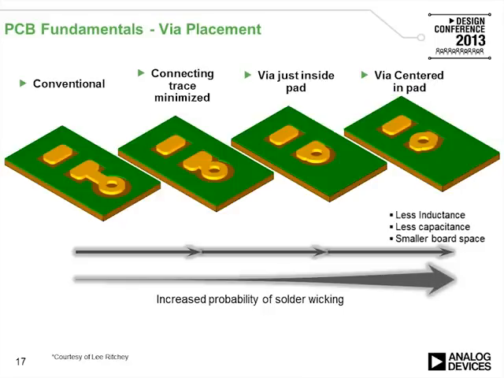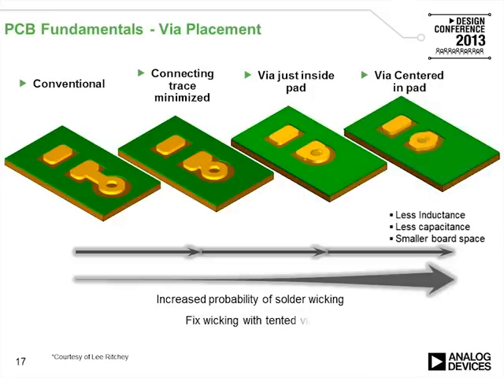The disadvantage of this is, as you begin to close the gap between the pad and the via, there is an increased probability of solder wicking. Solder wicking is when the solder flows out away from the pad down to the other side because of the hole on the via. A very common way to fix this is tented vias, and as you notice on the picture, the last two choices show that the vias are plugged up with conductive copper.